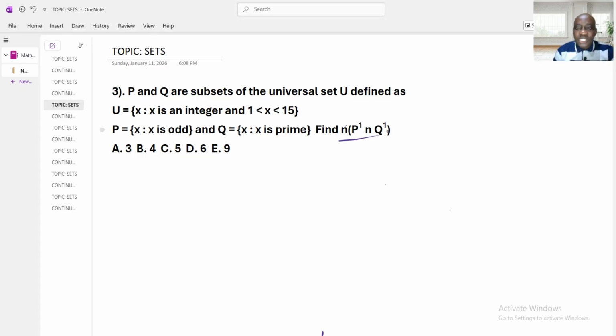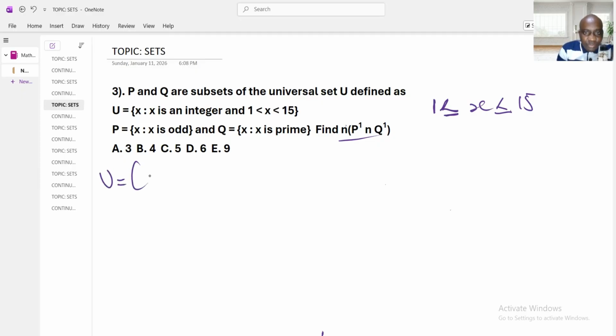Now we are going to interpret this question. Anything that you see that is 1 less than, since it's less than and not equals to, it means that we are not going to start from 1. We are going to start from 2. And for this one that says X is less than 15, we are not going to stop at 15. We are going to stop at 14 because it's less than 15. Now let's begin. Let's interpret what is our universal set.